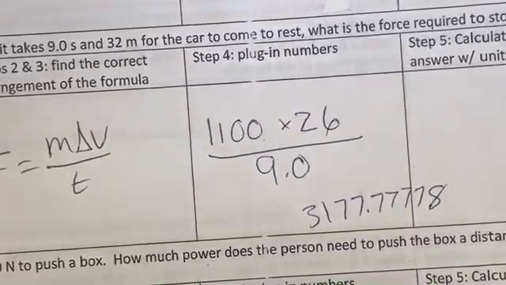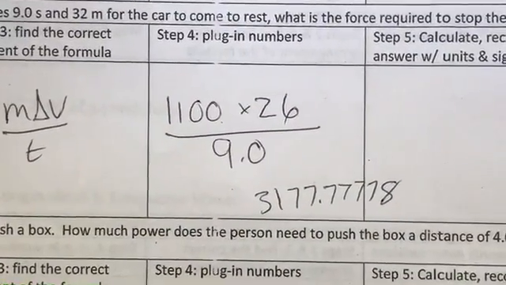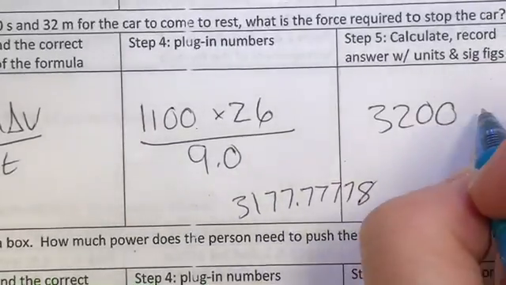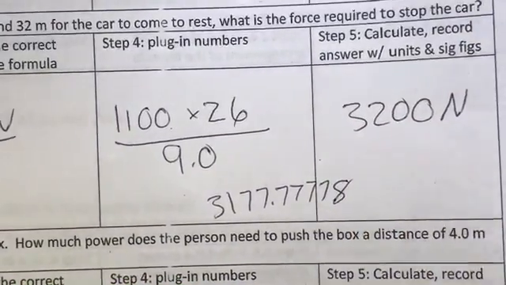3177.7777 on forever. That's what the calculator says. 2 significant figures. 33,200, with units of measure newtons for force.